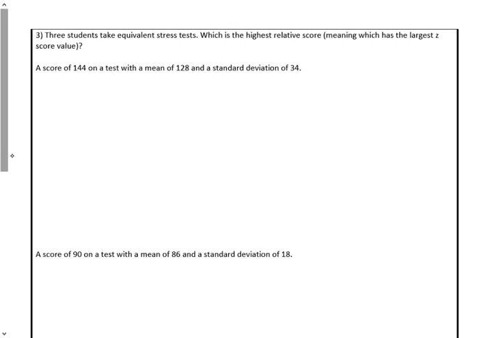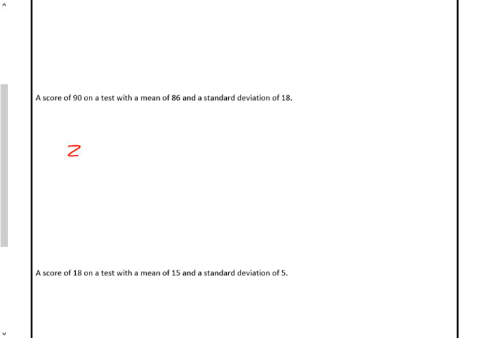So what we do when we compute the z-score, let's go ahead and look at it. This person's z-score, their score of 144 minus the 128 over that standard deviation. So when I compute that, I get 0.47. Okay, number 2. This person got a 90. The average was an 86 over 18. And this was 0.22. Again, rounding these.